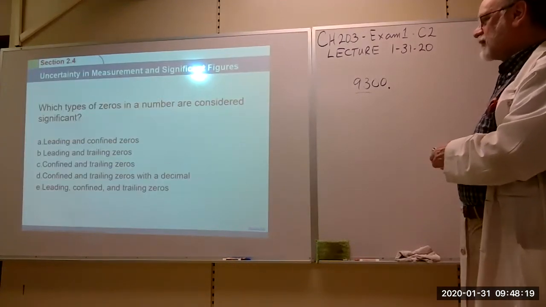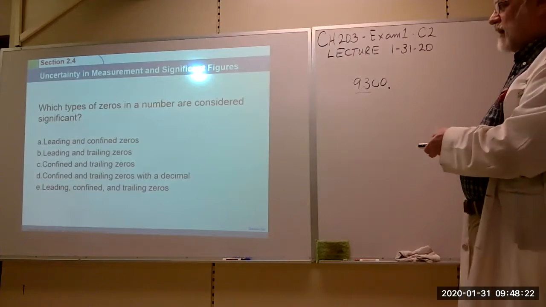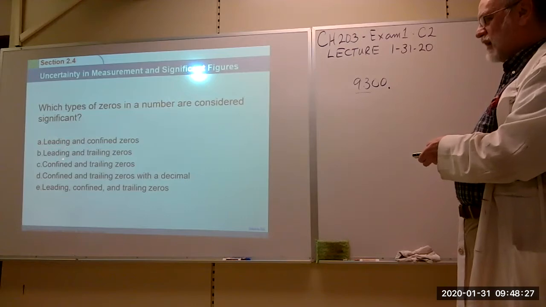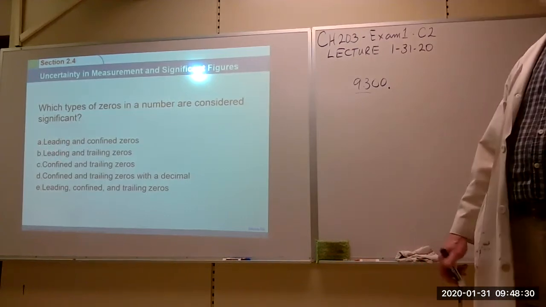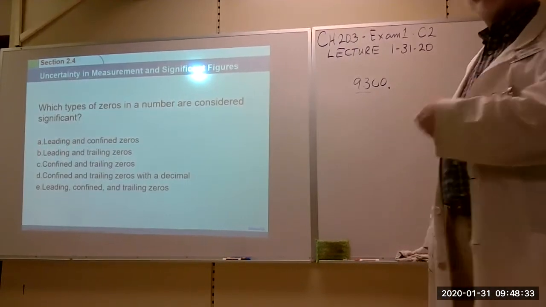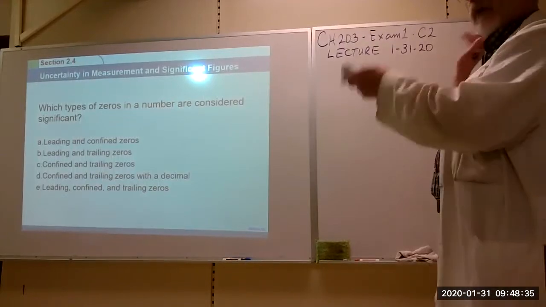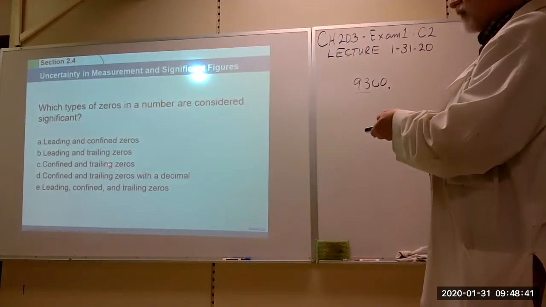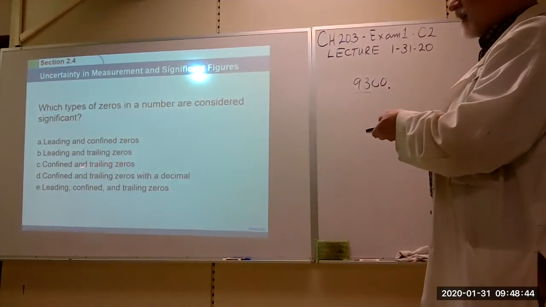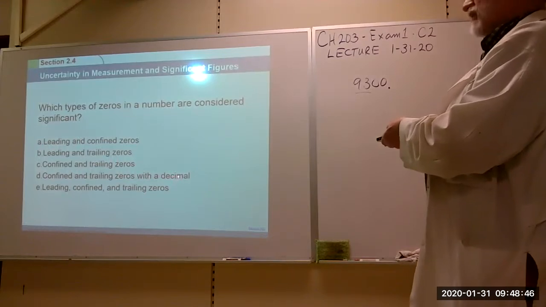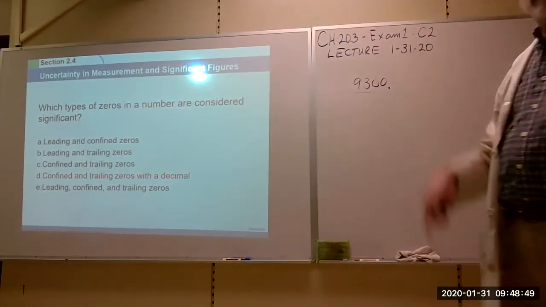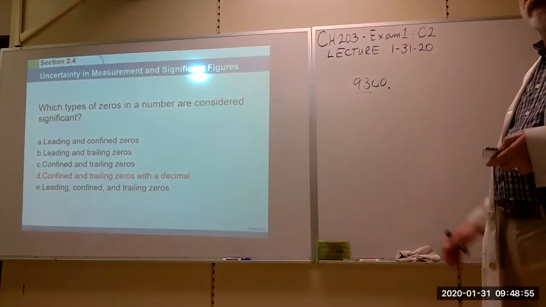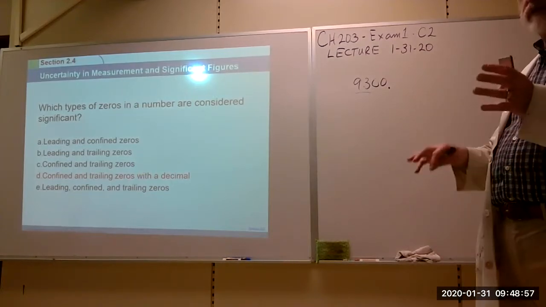All right, which types of zero in a number are considered significant? Well, let's see. Leading, no. Leading, no. We're using test-taking techniques. If it's got to be both of them, all you have to do is find one wrong and then it doesn't count. So that's false. Confined and trailing zeros, no, because that's a special case. Confined and trailing zeros with a decimal, yes. That's the one where the zeros are considered significant, and it's the only answer where all those conditions are correct.